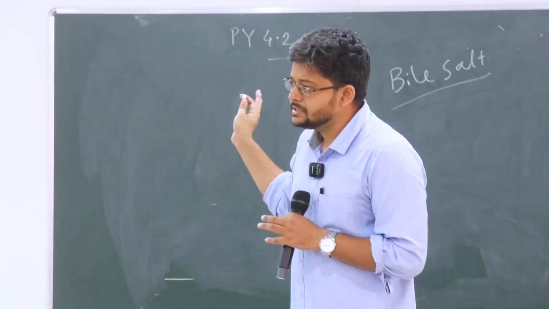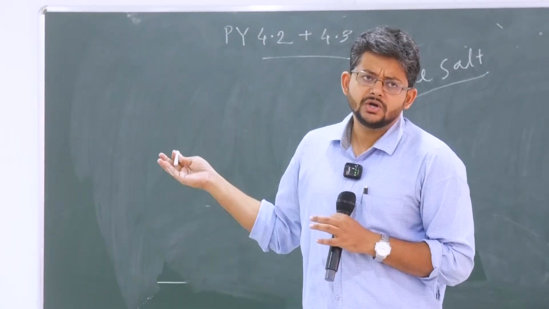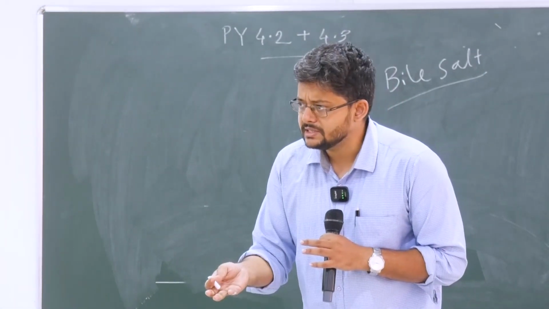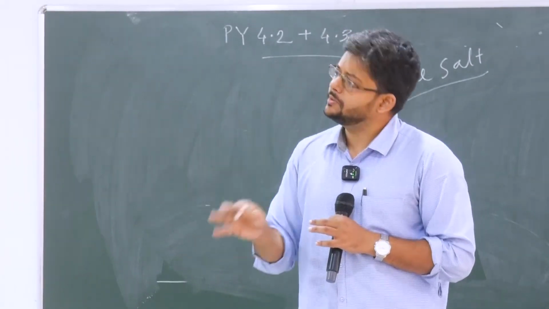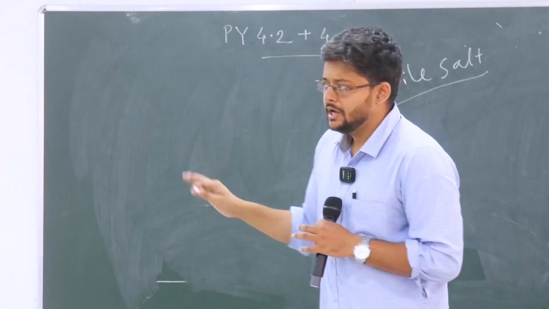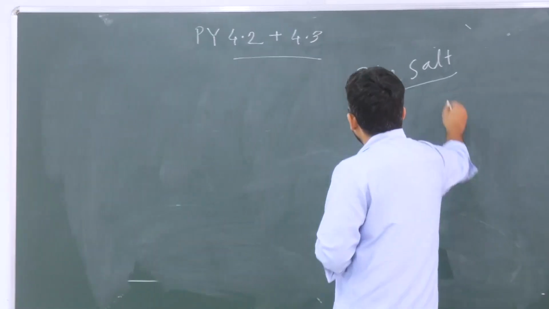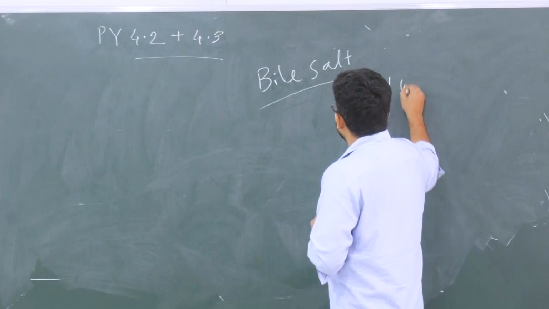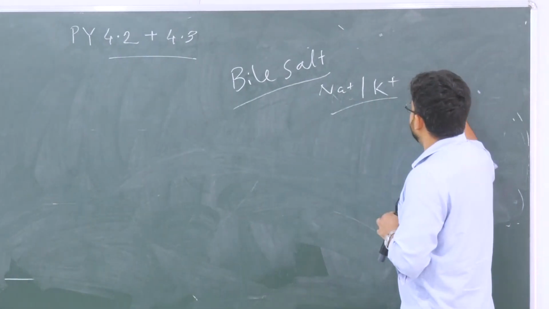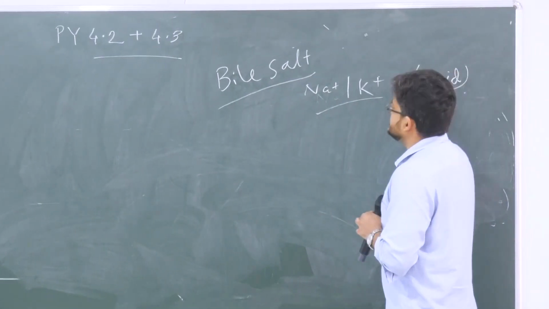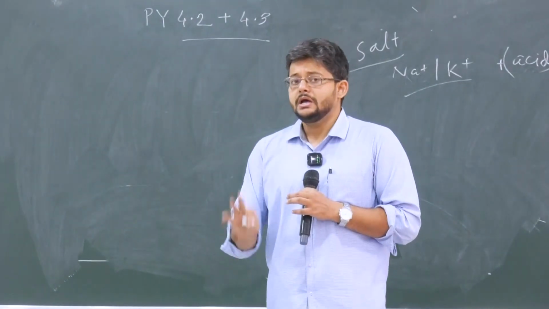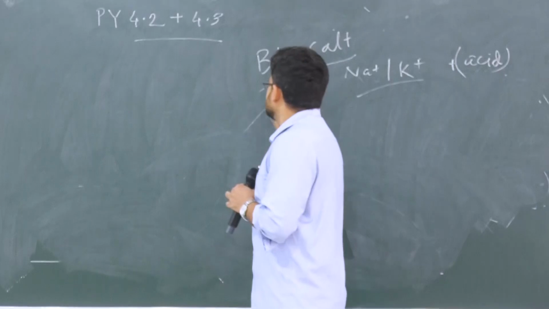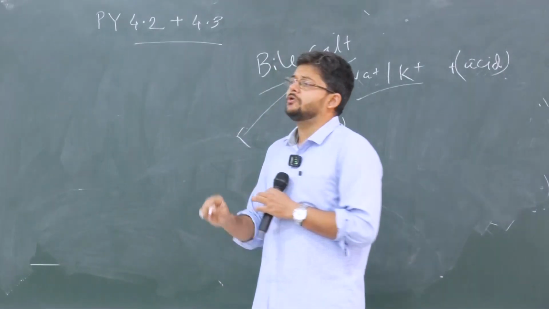So usually what salts are there? Taurocholic acid, glycocholic acid, these are the salts, and the sodium and potassium salt is bile salt. Now bile salts are basically sodium or potassium conjugated with bile acid, and these acids are usually taurocholic, glycocholic, this type of acids.